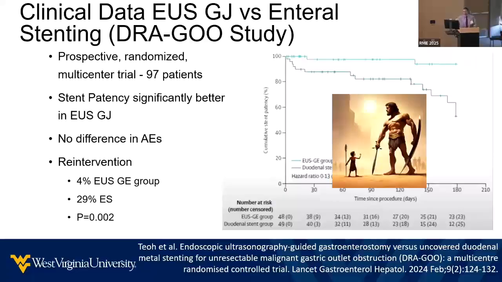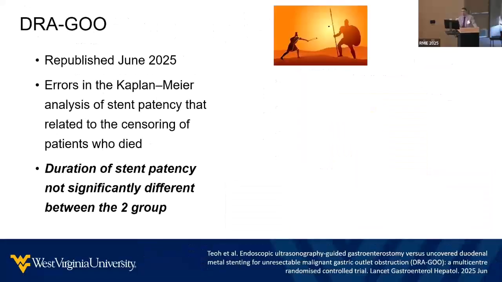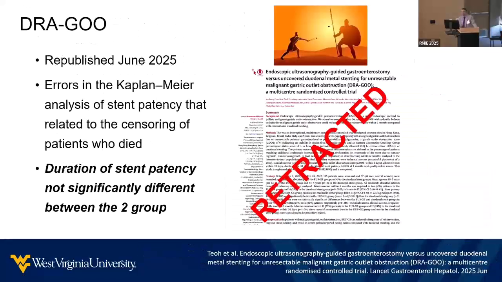And so, should we crown a Goliath king here? But I don't think so, because this paper was actually retracted, and David struck back here because a reader found that there were errors in the way the analysis was performed. And so the Kaplan-Meier analysis was reperformed, and there was actually no difference in stent patency. That means from time to stent placement to time for an intervention due to stent dysfunction, there was no difference between enteral stenting and the EUS-GJ group. And so as such, there was no difference in the duration of stent patency.